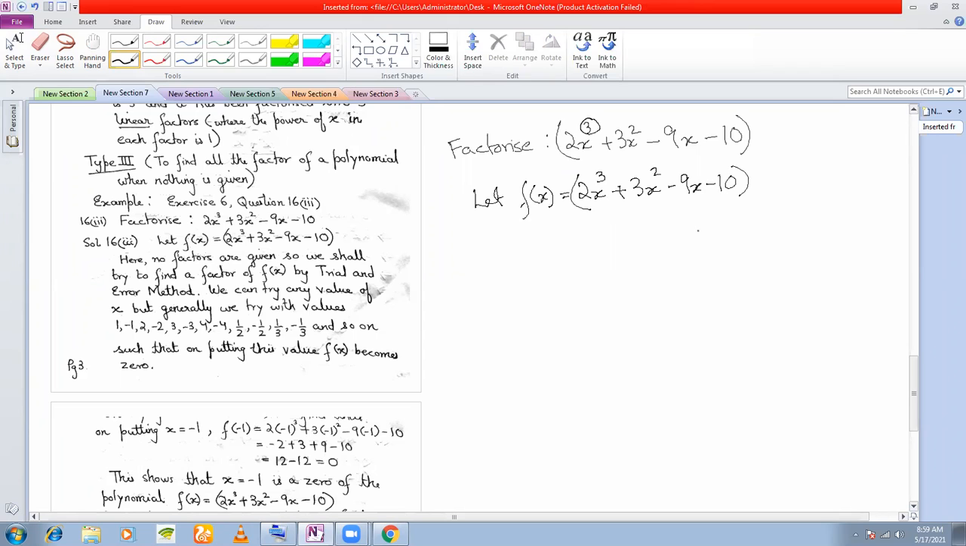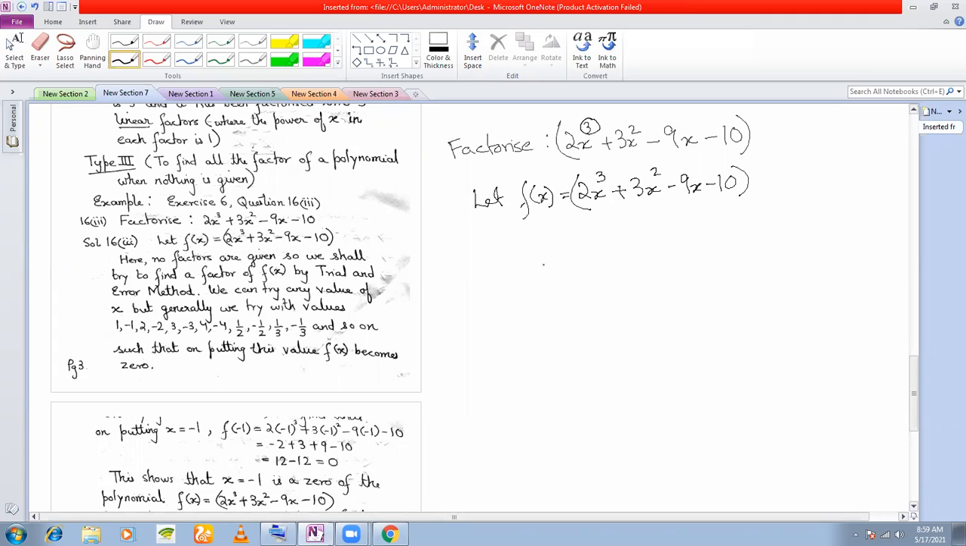Recall the definition of zero of a polynomial. If you remember, I told you a zero of a polynomial is that value of the variable in the polynomial for which the polynomial becomes 0 or vanishes. So our first attempt here, if nothing is given, is to look for a zero. And how do we look? We look randomly by trial and error method.